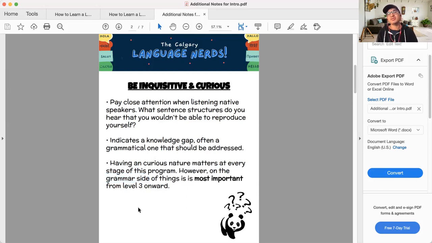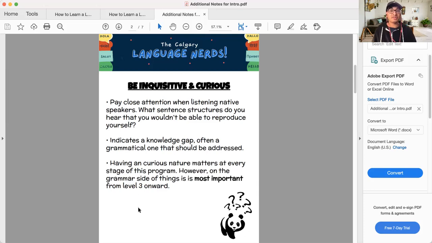What that means is when you're below that level 3 point and you're in level 1, level 2 of this program, everything you hear is new for you. And so you'll never be able to reproduce what the person says. Everything is new, and it's easy to get overwhelmed by trying to understand and dig into every single thing you don't know about. So at the level 1 and level 2 level, be curious, but also pick and choose your battles.